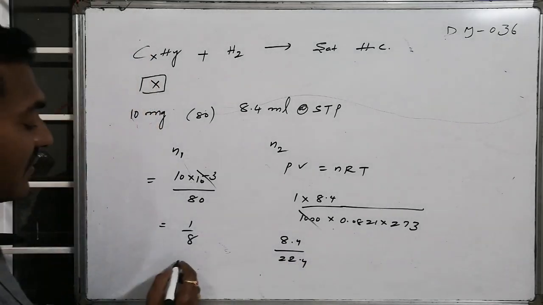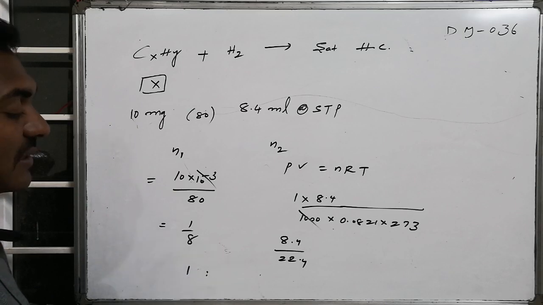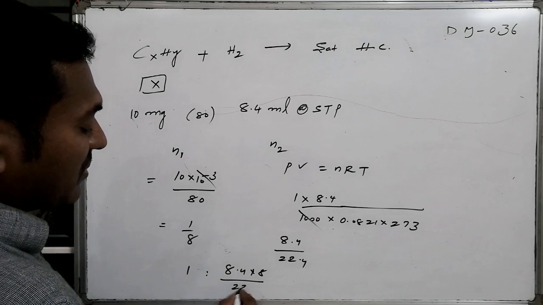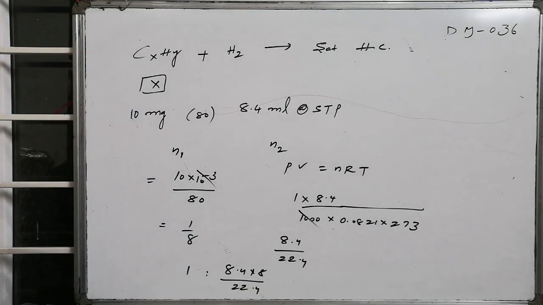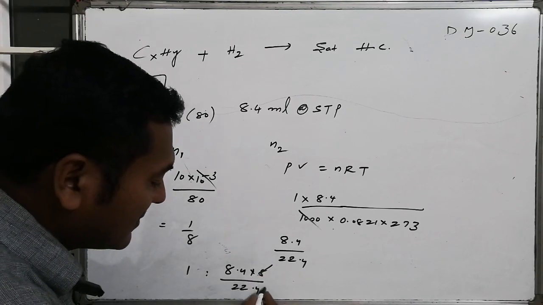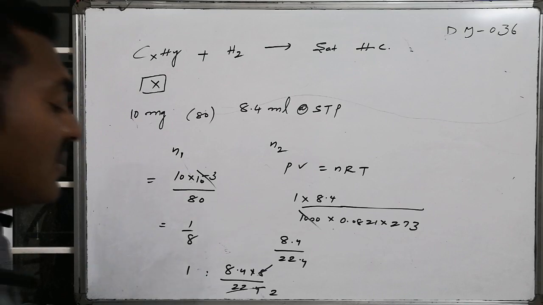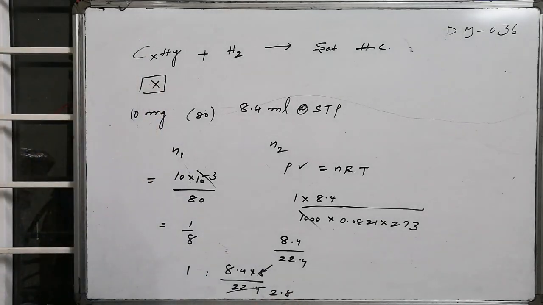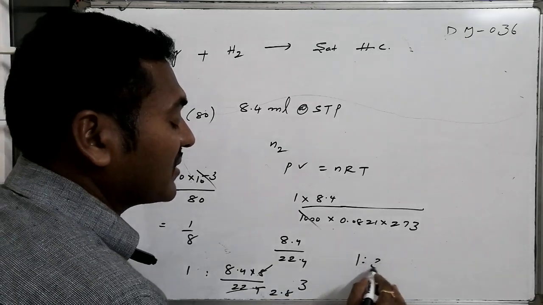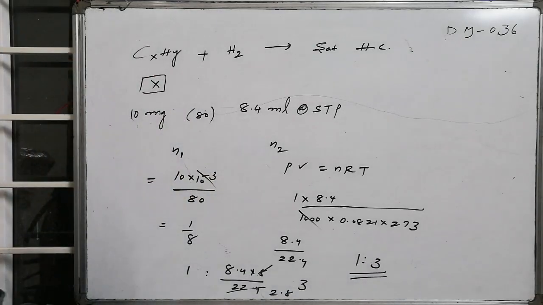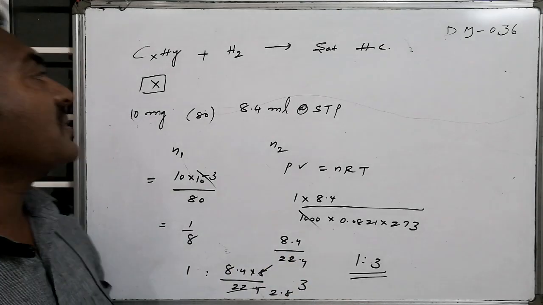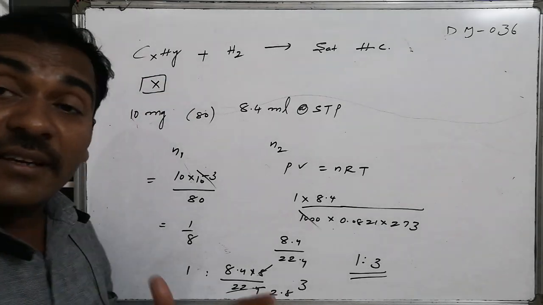22.4. If I make this N1 as 1, 8.4 into 8 divided by 22.4, then this value reaches near 8 ones, 8 twos are 16, 8 eights are 2.8, 2.8 into 3 is 8.4, so it reaches the ratio of 1:3. What does 1:3 stand for? The amount of hydrogen consumed is 3 times the amount of substance present, which implies there are 3 double bonds.